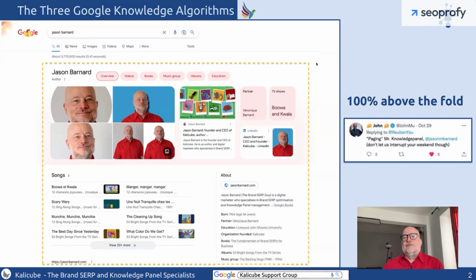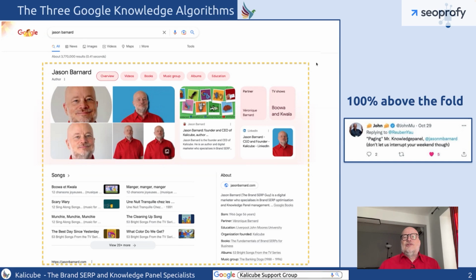Now, I'll introduce myself, and this is how I always introduce myself for presentations like this. It's through my brand SERP. Today, I thought I'd do it just through the knowledge panel. As you can see here, everything in that yellow dotted line is my knowledge panel, 100% above the fold. I actually cheated a little bit to get the music group in there, and you can see my site on the left, but actually the fold is slightly above that, and everything above the fold is a knowledge panel.